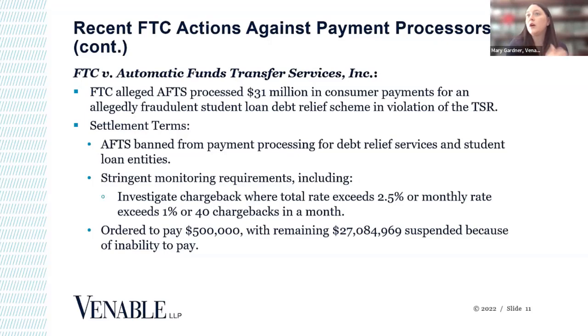The parties ultimately settled, and the settlement contains a really imposing ban. Automatic is banned from payment processing for debt relief services and student loan entities. So that's a really aggressive ban. And we were just looking at the last case, the FTC's requirements on investigating cancellation rates with 5% when they exceeded 5% or 50 cancellations.